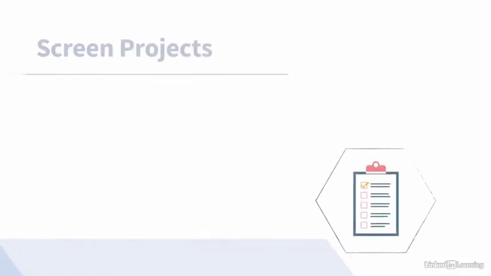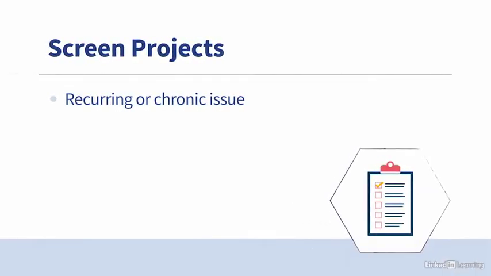Now, once you've identified potential projects, you have to screen them to see if Six Sigma is appropriate. You can screen them using the following criteria. The performance deficiency should be a recurring or chronic issue, meaning it should not be a one-off or one-time occurrence. And the opportunity should be specific to a particular product, process, or service.